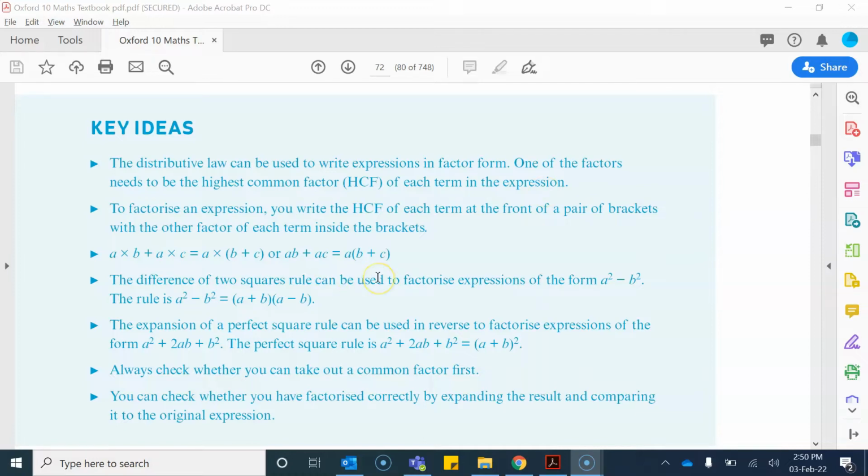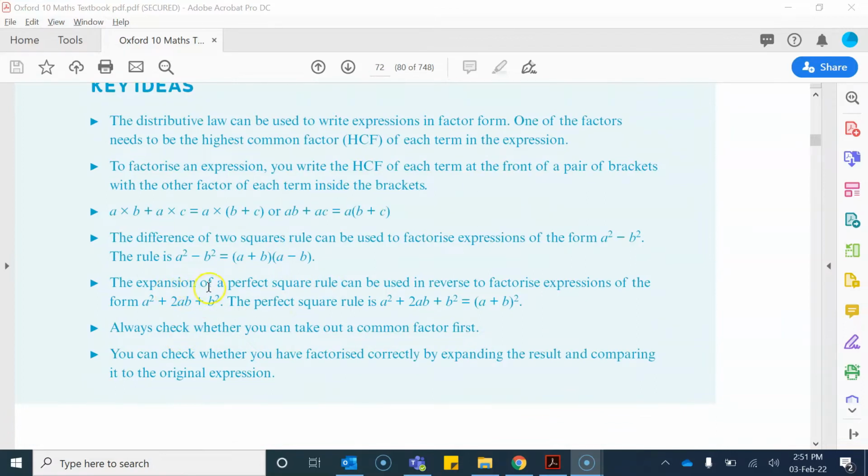Then we can also use some of the rules that we've already learnt. So for example, the difference of two squares rule can actually be used to factorise something. So remember before, if we saw something in the form a plus b times a minus b, we knew that we could write it as a squared minus b squared. So now we can do the opposite. If I see something in the form a squared minus b squared, then I'm able to factorise it in that type of form there.